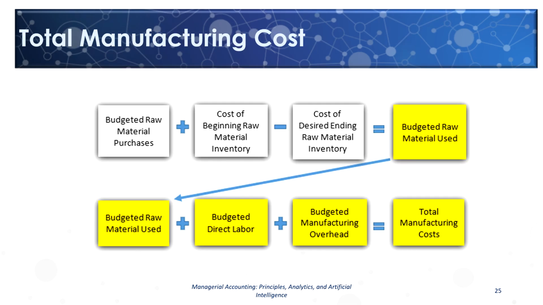Now compute total manufacturing cost. The total manufacturing cost includes raw material used, direct labor, manufacturing overhead. The formula is raw material used plus direct labor plus manufacturing overhead equaling manufacturing costs.